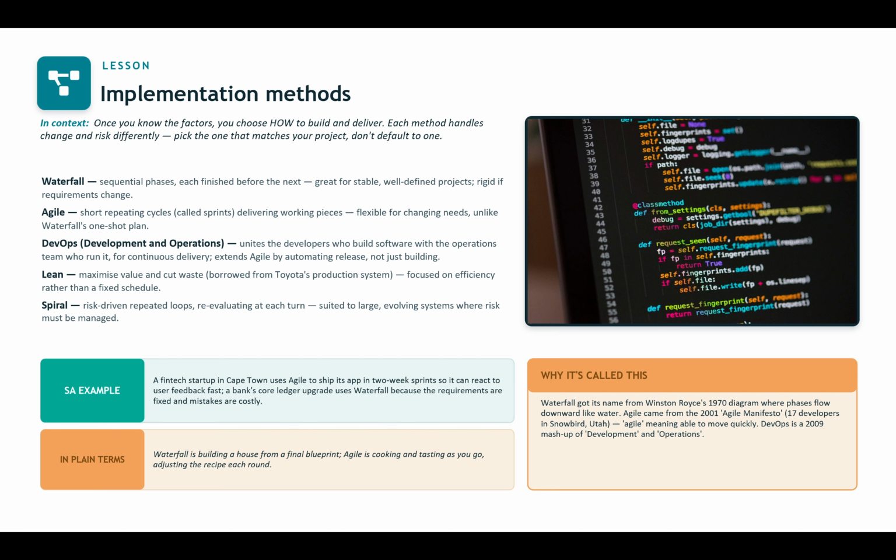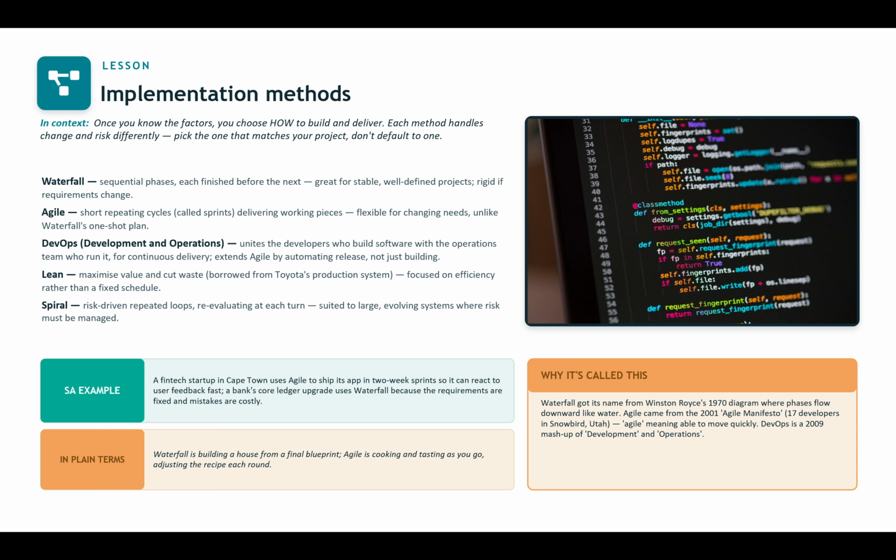And then we have Spiral, which is risk-driven repeated loops, re-evaluating at each turn. This is suited for large evolving systems where risk must be managed. So these are the different methods that you can then carry out your project with. And as I said, it's never a one size fits all. It's always a matter of making sure that you choose the one that best suits your requirements.